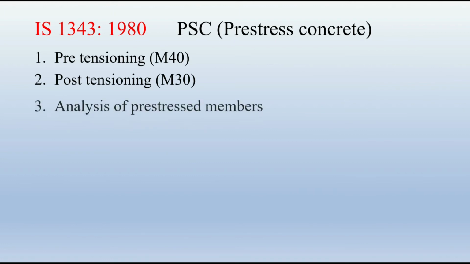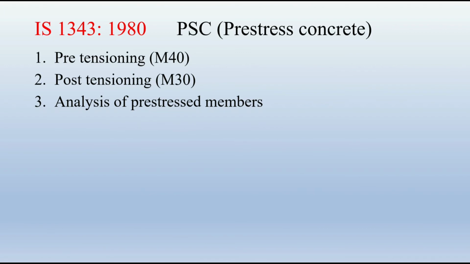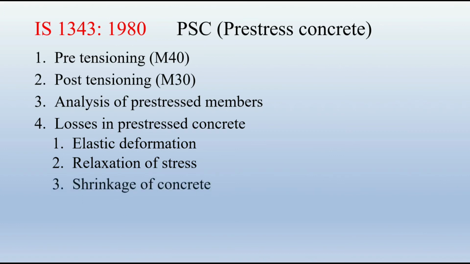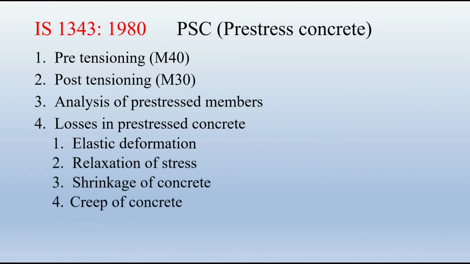Next we have analysis of pre-stressed members in this code book, and we also have losses in pre-stressed concrete. This is very important. What type of losses occur in pre-tensioning and post-tensioning are discussed in this. For pre-tensioning, these are the losses which occur: elastic deformation, relaxation of stress, shrinkage of concrete, and creep of concrete. These are the four main losses which occur in pre-tensioning.